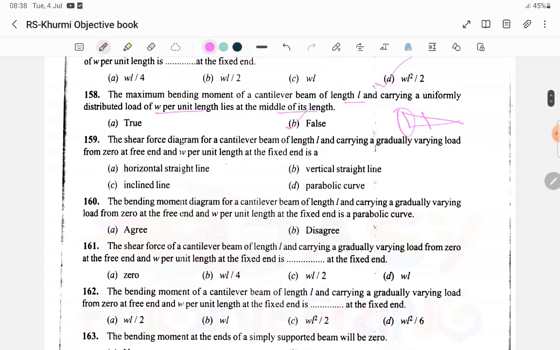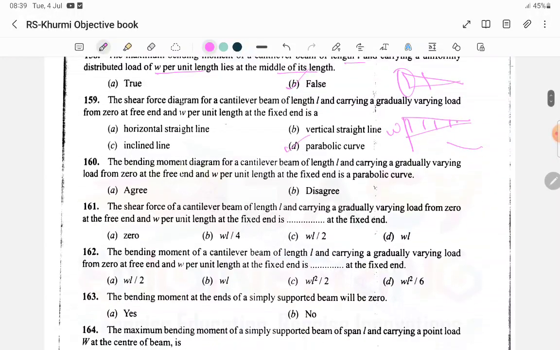The shear force diagram for a cantilever beam of length L carrying a gradually varying load, 0 at one end, fixed at the other end, W per unit length at the other end. So this is already linear, so it will become a parabola. So this is the parabolic curve. 159 is D.